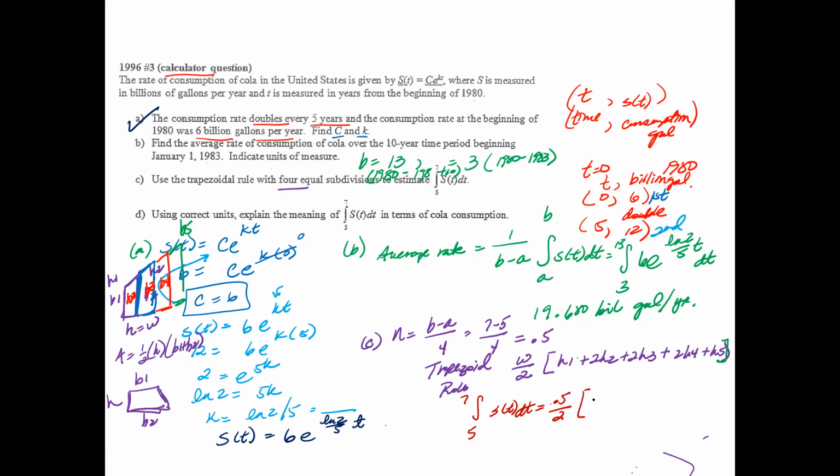And you're going to plug this in with s of 5, plus your height 2 is going to be 2 times s of 5.5, because the width is gaining by 1/2, plus 2 times s of 6, plus 2 times s of 6.5, and then 2 times s of 7. And that's how you will set that up.